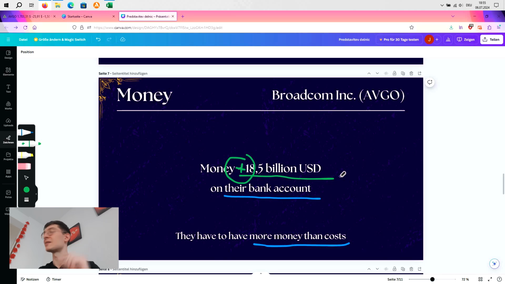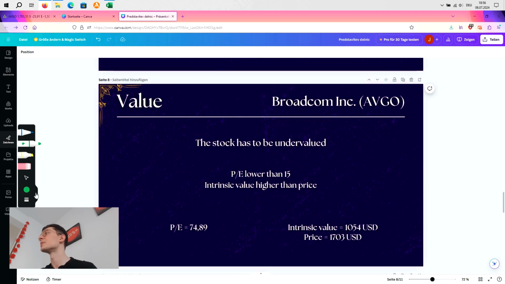They are loaded with the money, okay? That's an amazing thing to see. Now we come to the value, and obviously we want to invest in stocks that are undervalued. Now, how do we measure valuation? We measure it by two concepts. First concept is the so-called P/E ratio, and the second one is called intrinsic value, okay?